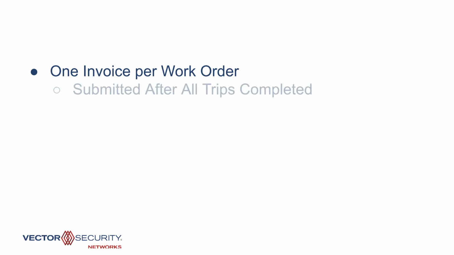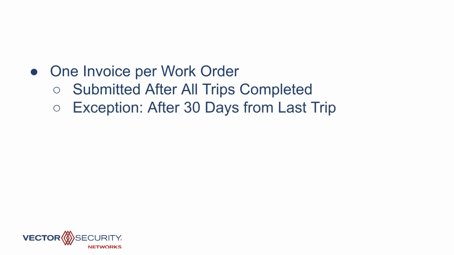Let's go over some guidelines for invoicing. Only one invoice is allowed per work order and can only be submitted once the work order is completed. There is one exception, in that if the last time your team was on site is 30 days or greater, and we are still waiting for customer or AHJ approval, you may invoice for the completed trips.